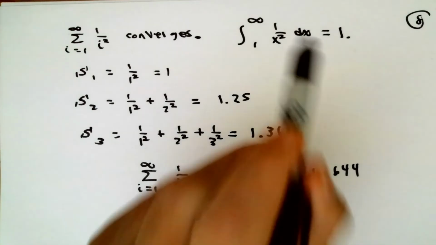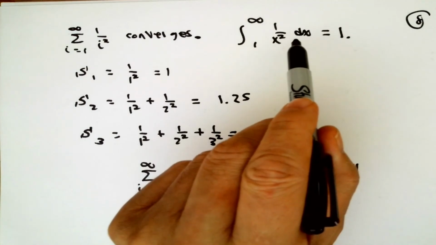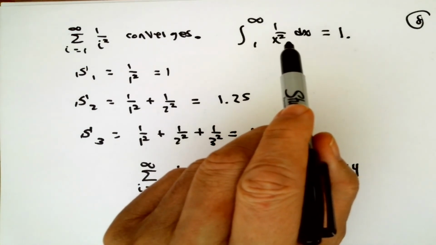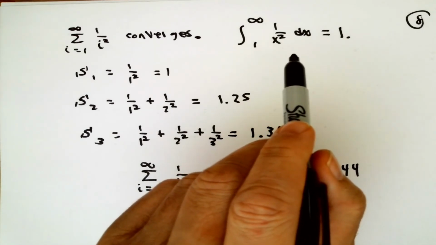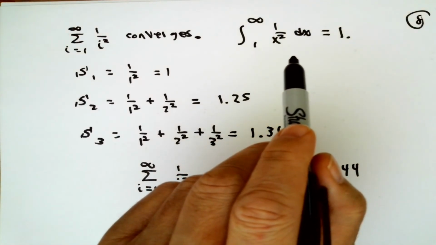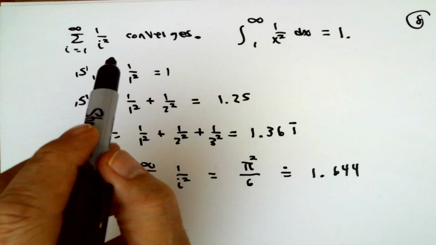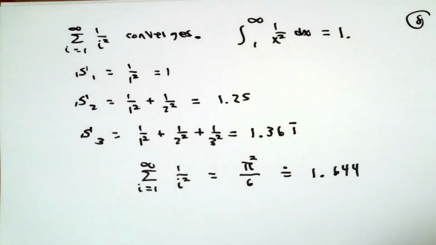The fact that this integral comes out to 1 is almost beside the point. All that matters is that it comes out to a nice finite number. That tells me that the infinite series converges. It doesn't tell me what the infinite series converges to.